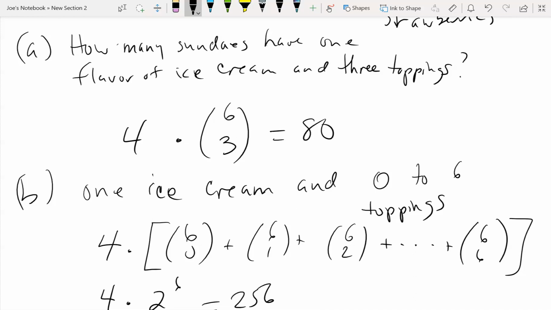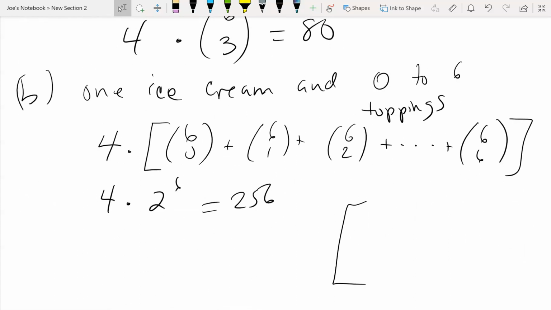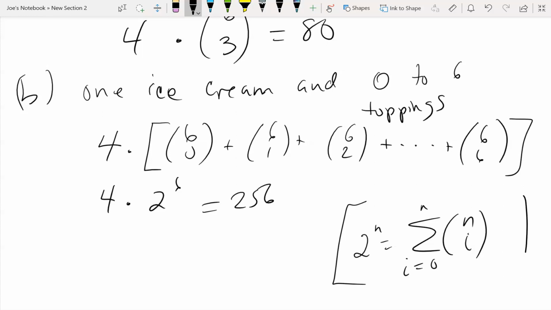There's actually a theorem that says, this is a corollary of the binomial theorem, that 2 to the n is the sum from i equals 0 to n of n choose i, which is what we're doing in those brackets. It's a cool theorem. I'm just asking, is the problem okay? All right.